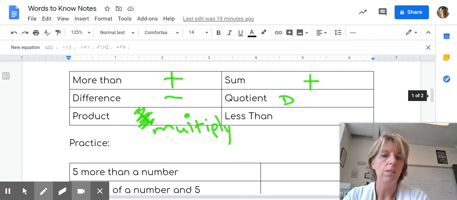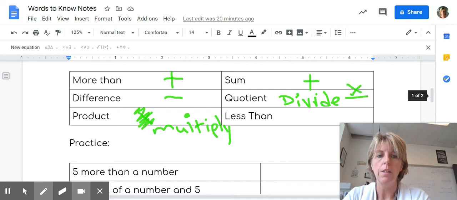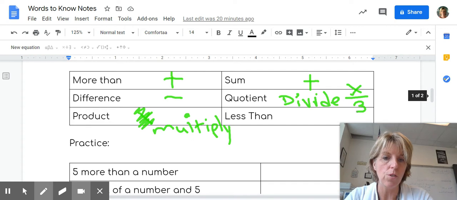Quotient is divide. When you see or hear the word quotient, it's going to mean to divide, and you're going to write it as a fraction. It's typically written like this. In algebra, quotients or division, we don't ever use that division sign, this little sign right here. That's never used in algebra. It's always written as a fraction. And less than is going to be subtraction.